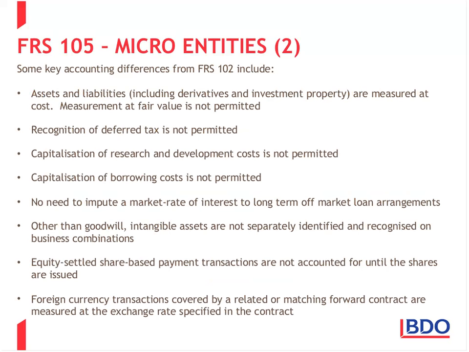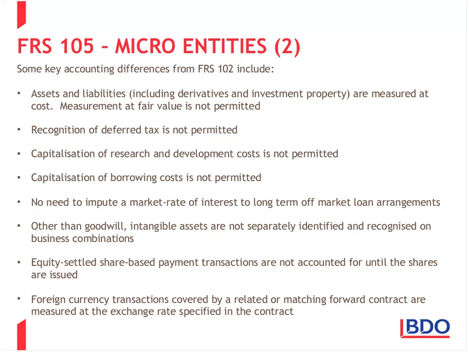There are some differences from FRS 102 that you need to be aware of. Assets and liabilities are measured at cost. There is no fair value adjustment permitted or required. Deferred tax recognition is not permitted. R&D costs are not capitalised. Borrowing costs are not capitalised. And there is no need to impute a market rate of interest to long-term off-market loan arrangements. So again, they will be carried at cost.